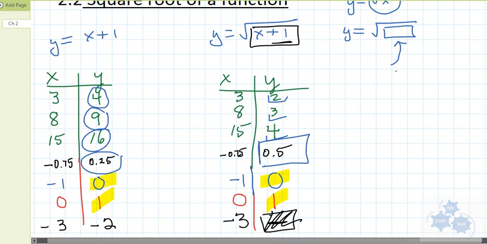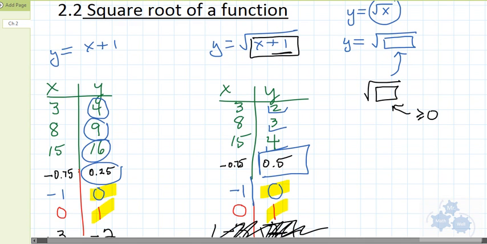So remember that whatever is under the square root has to be greater than or equal to 0. Right? So that's our domain. If you're looking for the domain for a square root function, then set whatever's underneath the root sign greater than or equal to 0 and solve for your x. So that's why this does not work. Okay, more on that later.